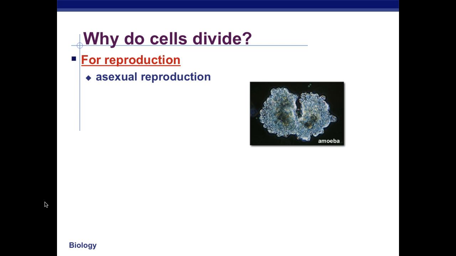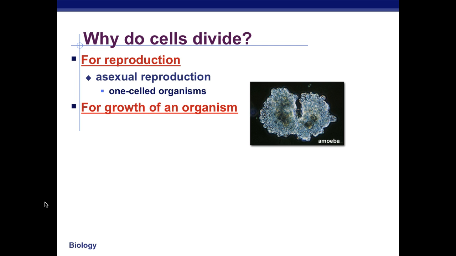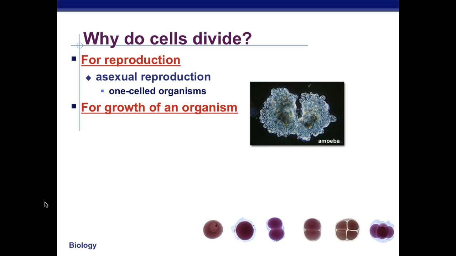So for reproduction, to create offspring, there's also asexual reproduction, which is a single cell organism reproducing on its own, so it creates an identical clone. For growth of an organism, when you start off with that fertilized egg, you are growing into a human, but you have to start off as a single cell, and then you multiply and divide and multiply and divide to form the multicellular human.